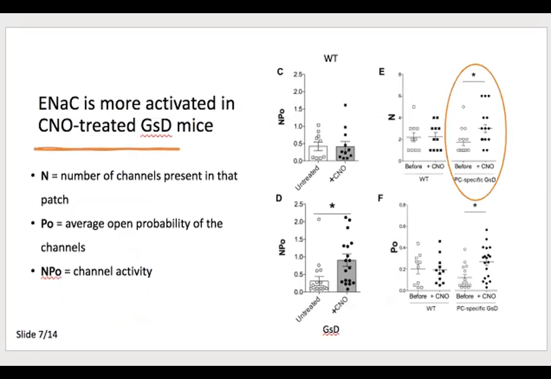In this slide, we're just summarizing what we saw in the previous slide, but the biggest takeaway that I want you to have is from figure E. What you can see in this figure that you couldn't see in the previous slide is that not only did CNO treatment increase ENaC activity, it also increased the number of channels that opened in response to the GS-DREAD pathway being activated.